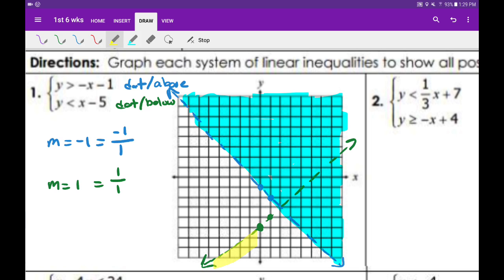All right, and I'm going to shade below the green line because that one's below. So all below this green line here. And you see as where they start to overlap, they change colors. And I like that effect because that's where our solutions are. That's where the overlapping is. So blue and yellow make a green.